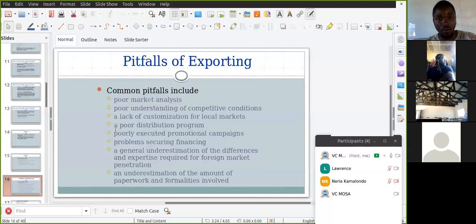Furthermore, you look at all these as the pitfalls of exporting: problems in securing finance, a general underestimation of the differences and expertise required for foreign markets. The way the people can work in your domestic market cannot be the same way they can work in a foreign market. You need to find expertise that will be able to adapt their skills in that foreign market where you're establishing yourself. An underestimation of the amount of paperwork and formalities is also a pitfall.